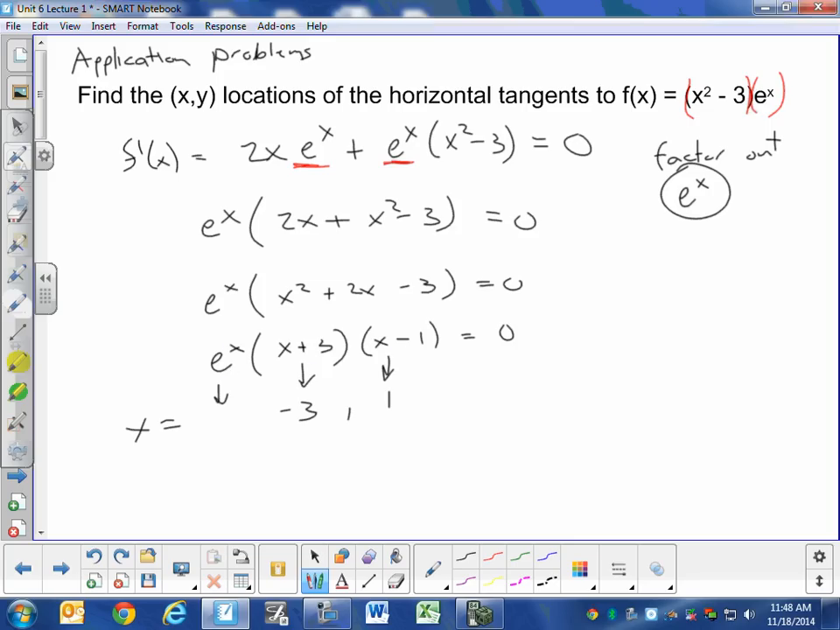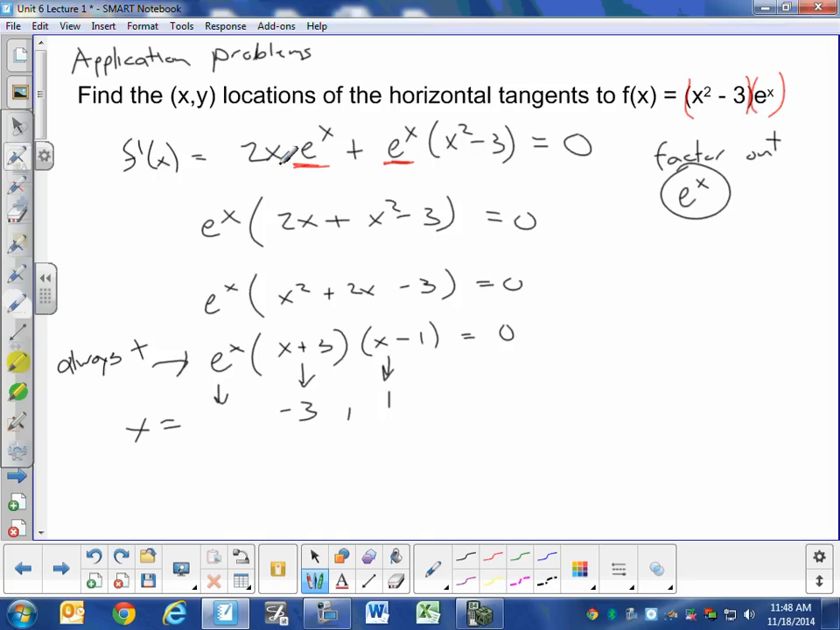But what would be the answer from e to the x? When is e to the x 0? Negative infinity, but that's not a number. It's a concept. So never. E to the x is always positive. So there are no solutions that come from us factoring out e to the x. It's just at negative 3 and 1. Those are the x locations.